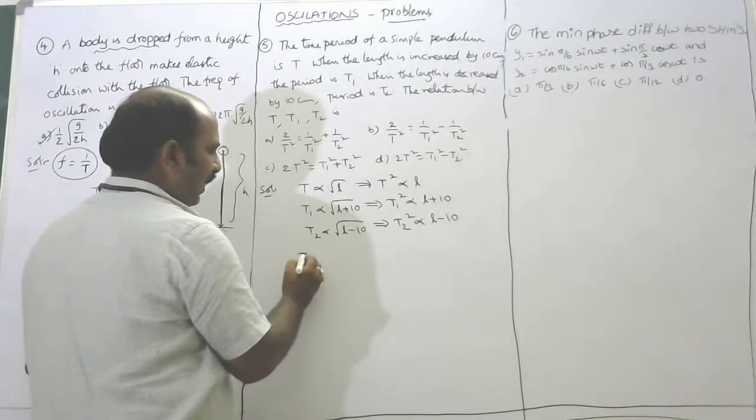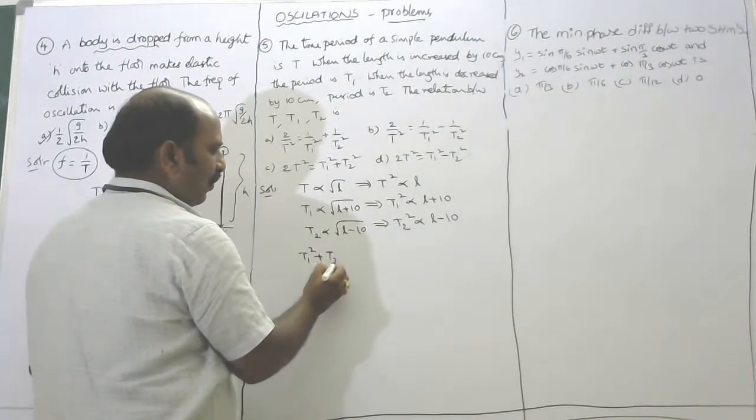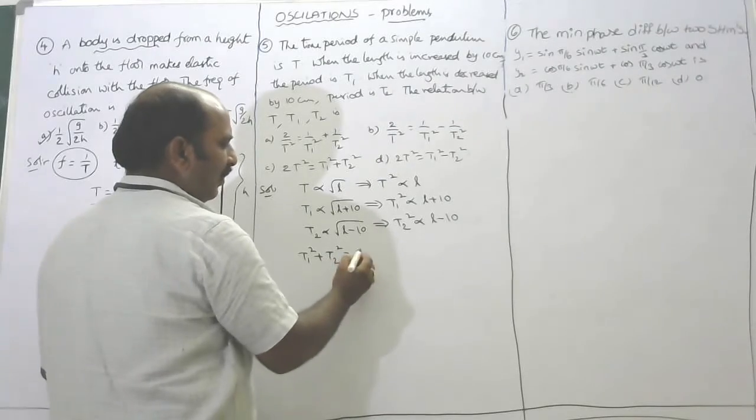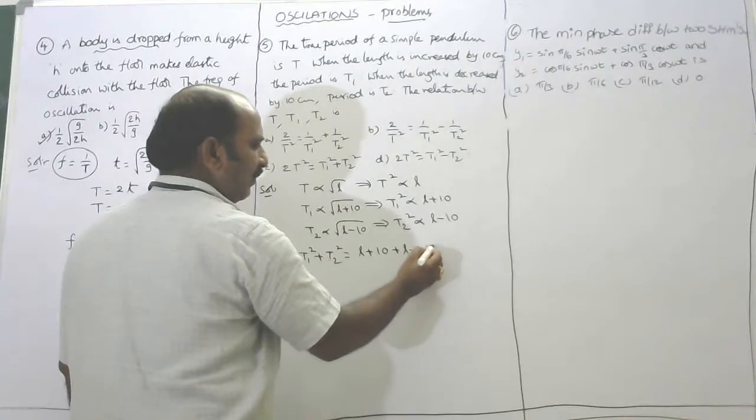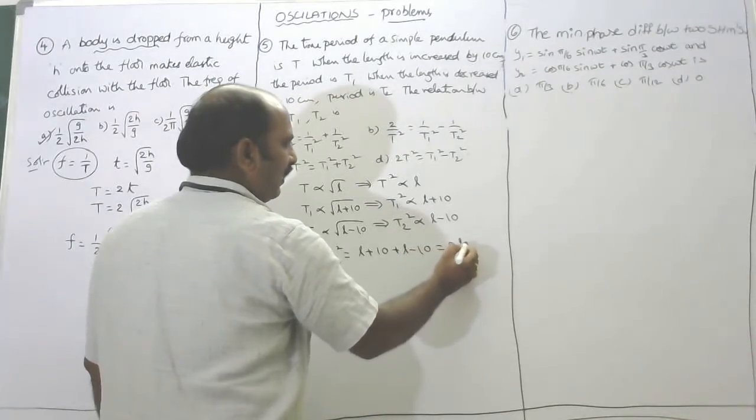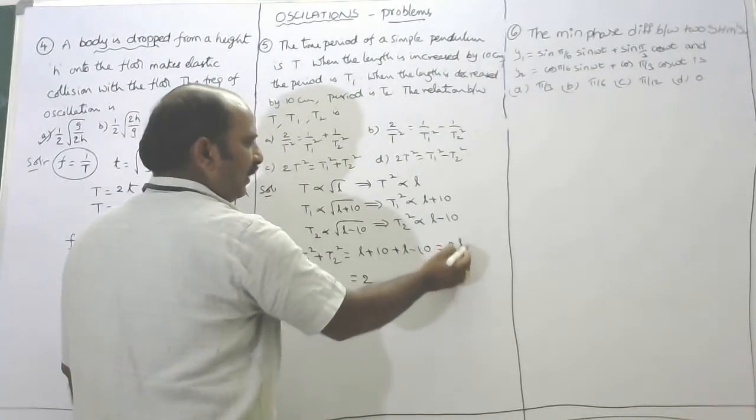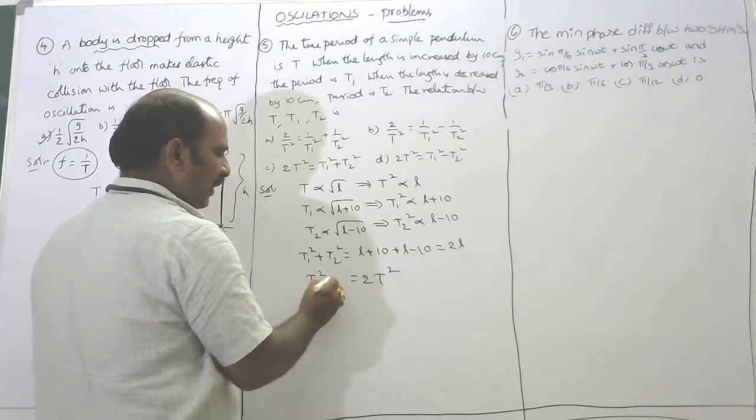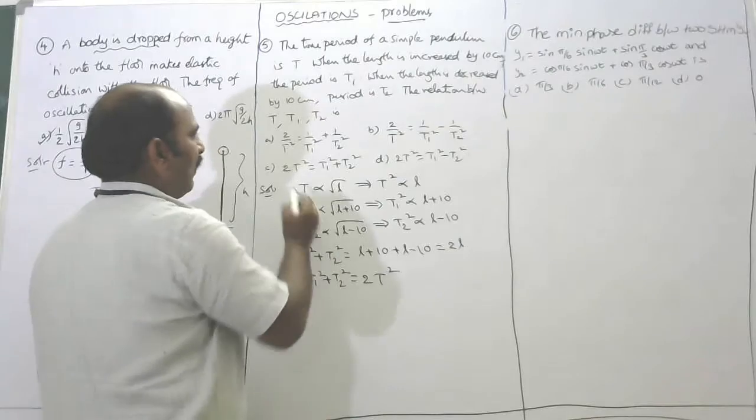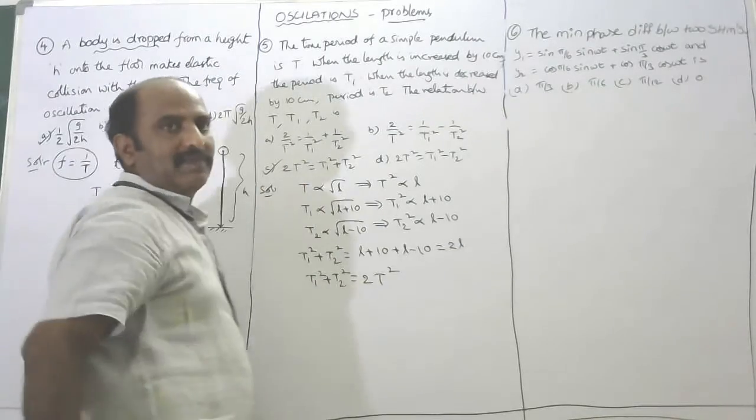Suppose we do T1 square plus T2 square. From this relation, we get L plus 10 plus L minus 10, we get 2 into L. This is nothing but 2 into, instead of L, write T square. So finally, T1 square plus T2 square is equal to 2T square. Option C is correct here.